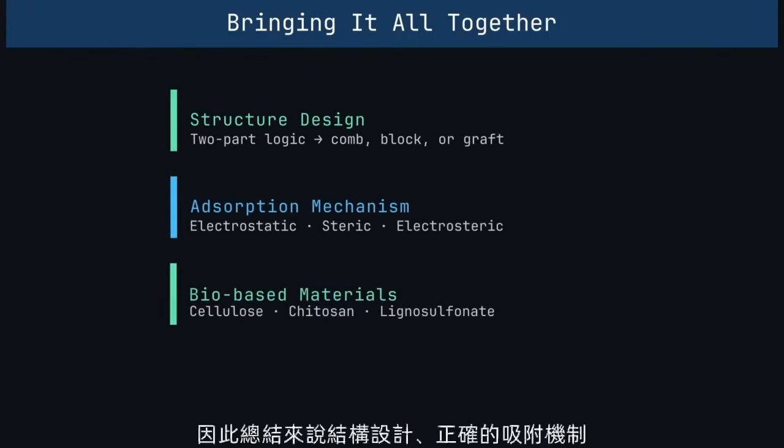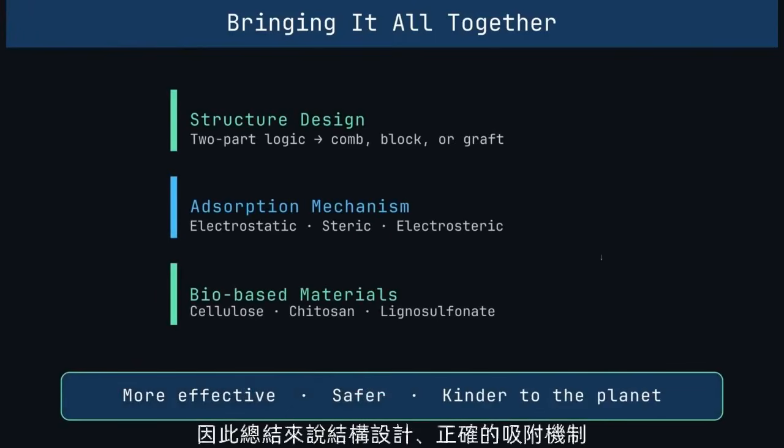So to bring it all together, structural design, the right adsorption mechanism, and bio-based sustainable materials are working together to push cosmetics toward products that are more effective, safer, and kinder to the planet.